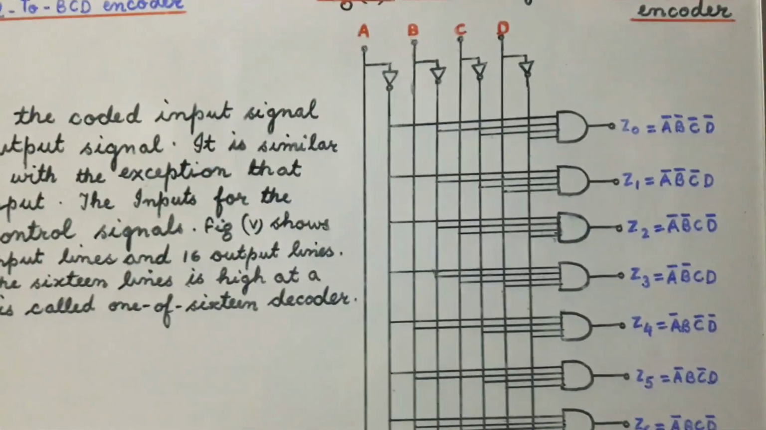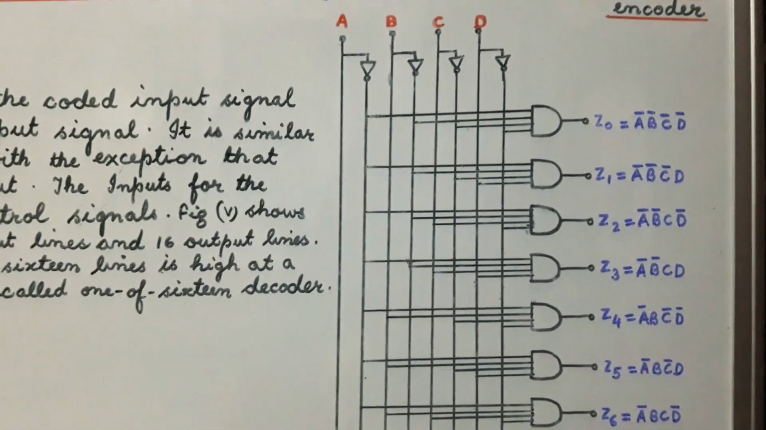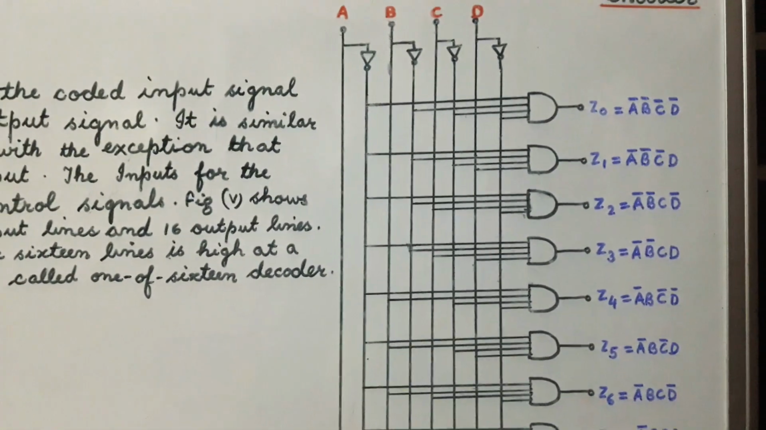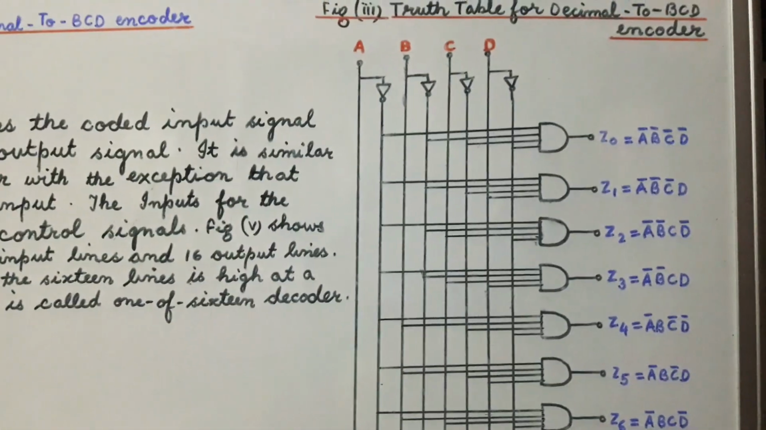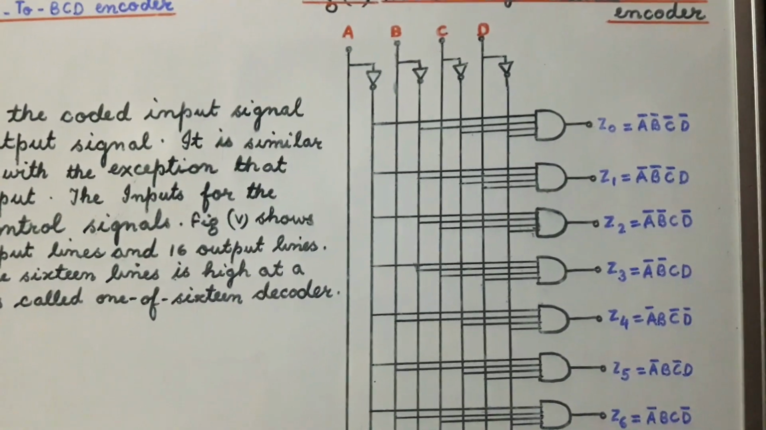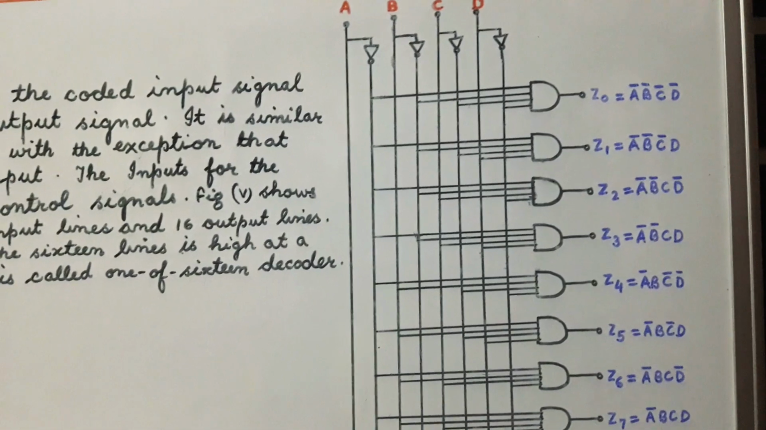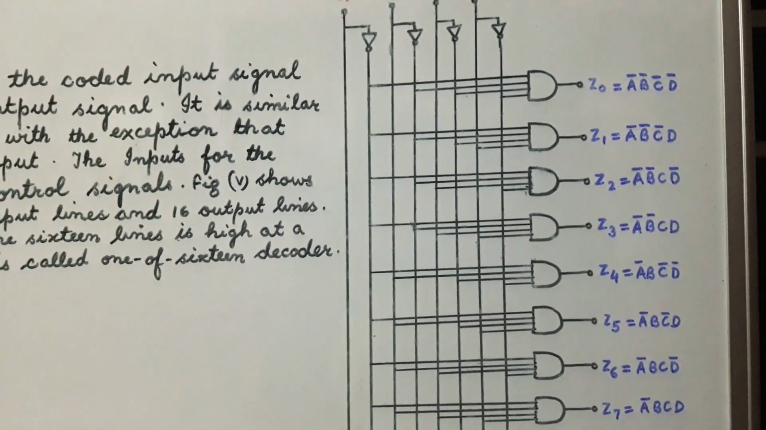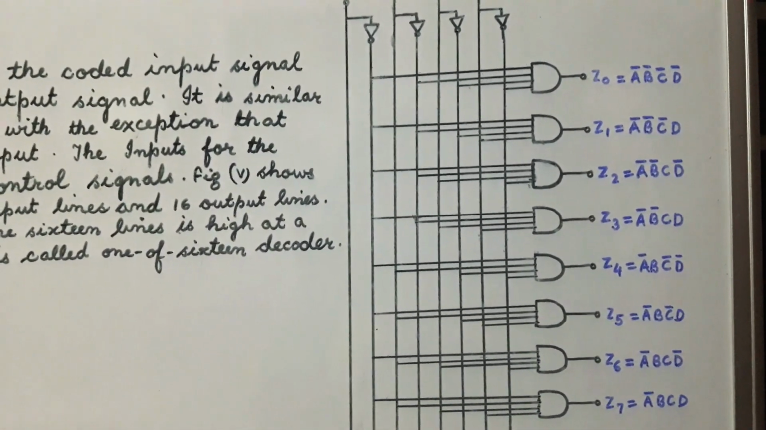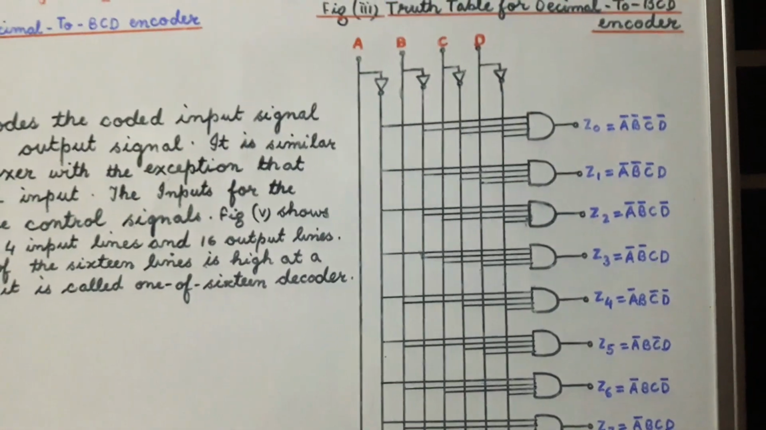After considering all the values from ABCD equal to 0, 0, 0, 0 to ABCD equal to 1, 1, 1, 1, we find that the subscript of the high output gives the decimal equivalent of the binary number ABCD. For this reason, this circuit is also called binary to decimal decoder.